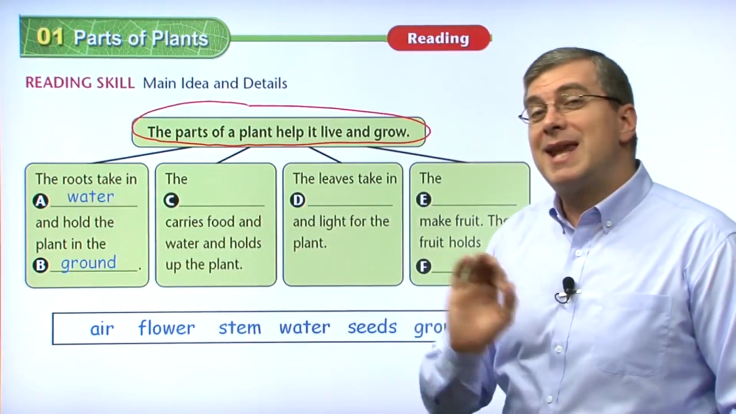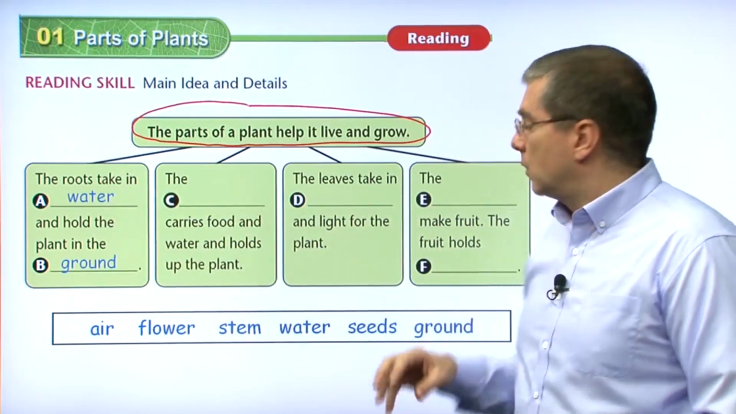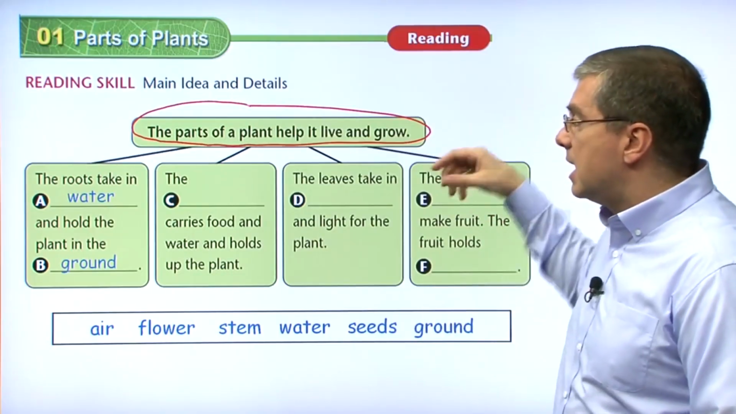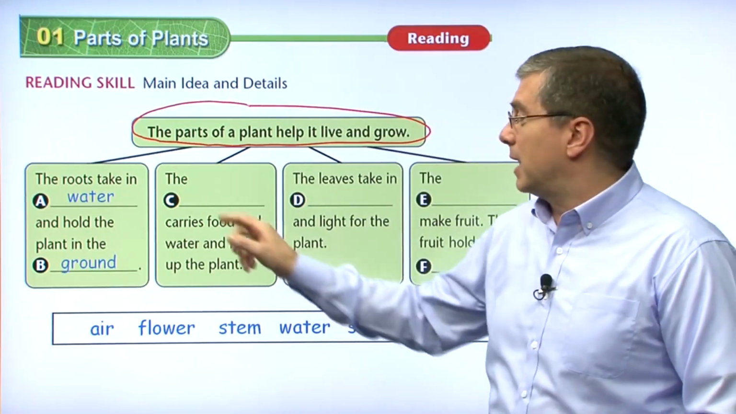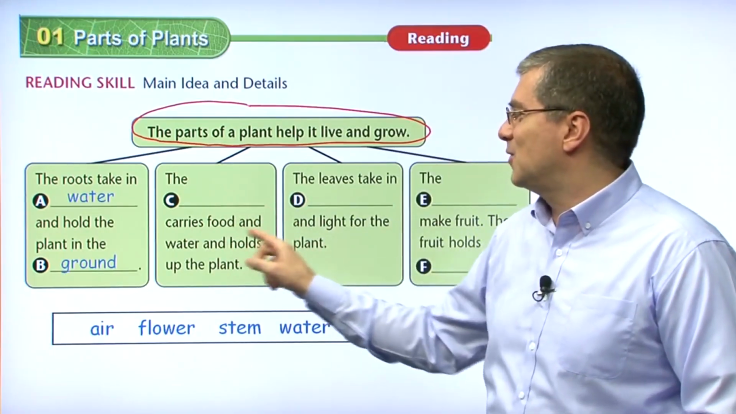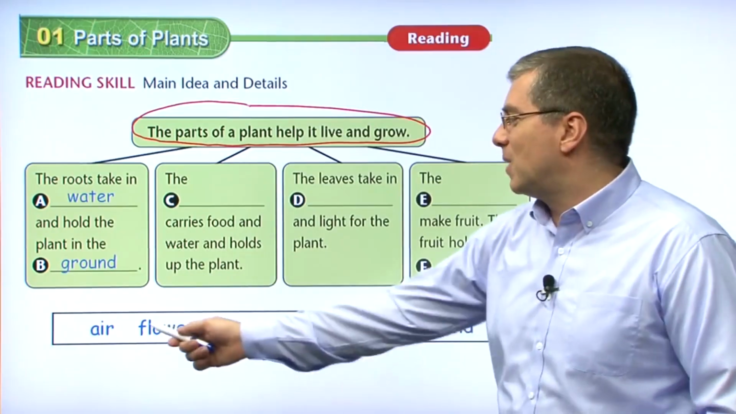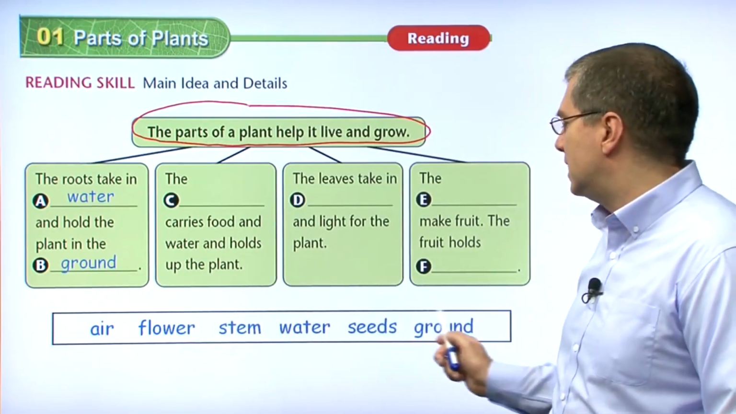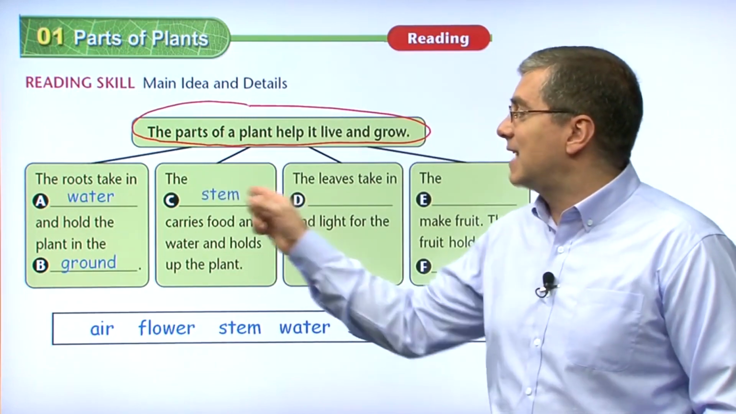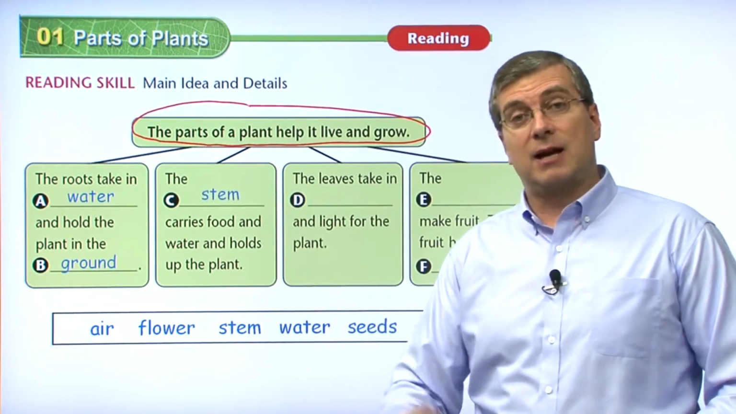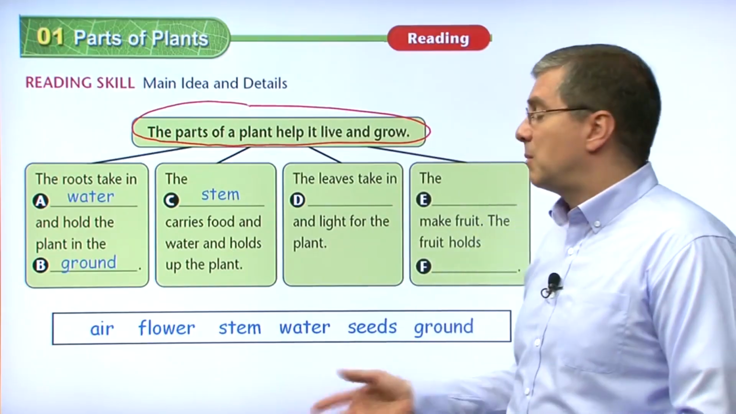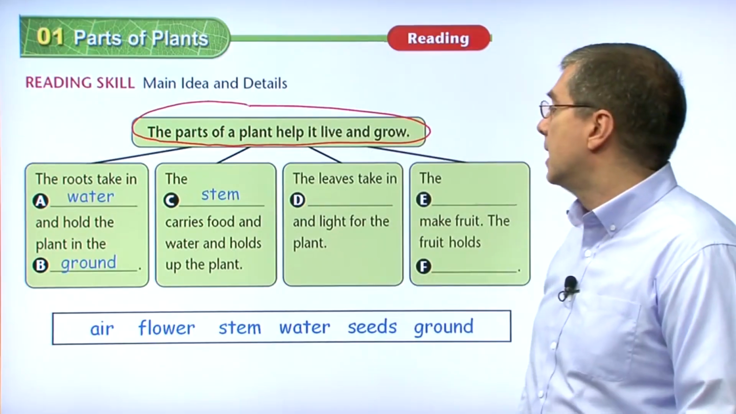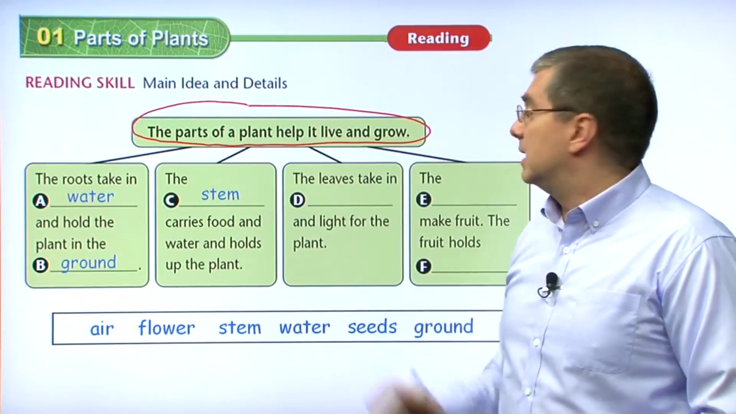We're going to talk about the next part of the plant. Now remember, we started at the bottom and we worked our way up. First we talked about the roots. We're going to talk about the second part of the plant. The blank carries food and water and holds up the plant. So what's the second part of the plant that we talked about? Air, flower, stem, water, seeds, ground. If you guessed stem, you are correct. That is the second part of the plant that we talked about. That gets back to our organization too. First roots, stem, leaves, and flowers. So the next part again is the leaves.